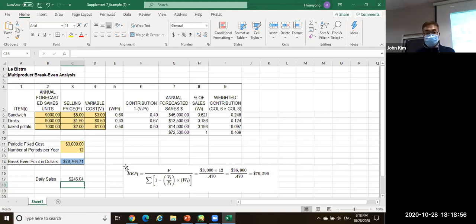So this is what people call insight. Using calculation or analysis, find something, get insight, and then using that insight, we can do decision making. Okay.